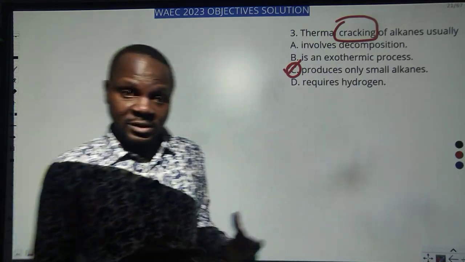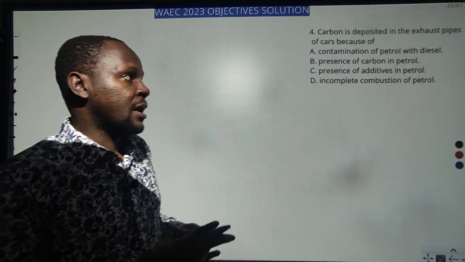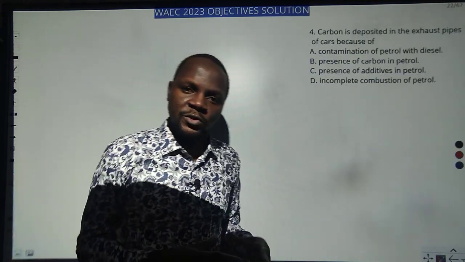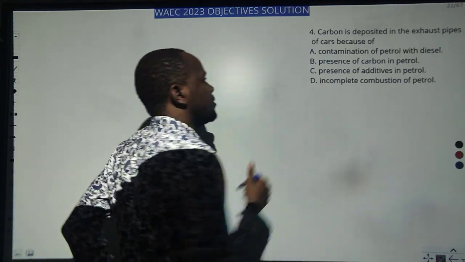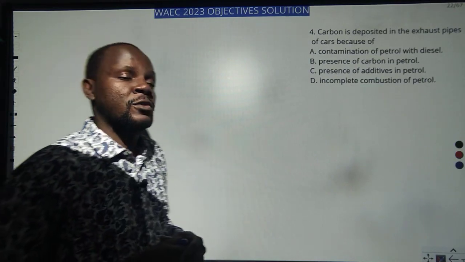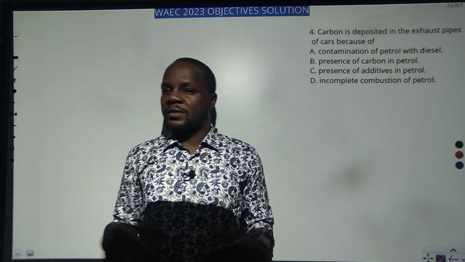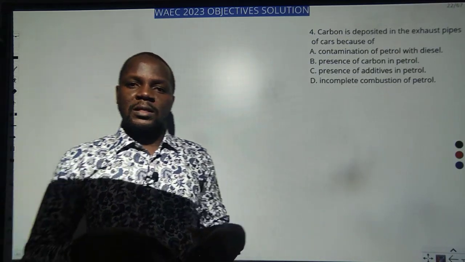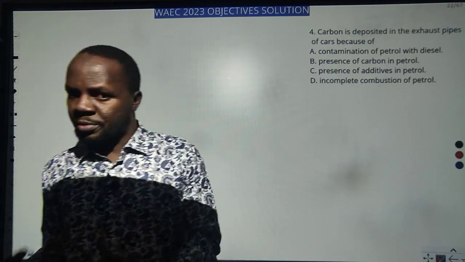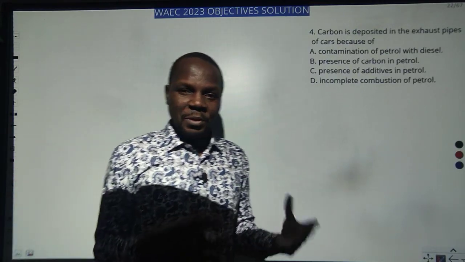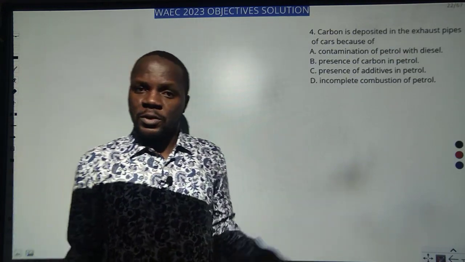So I believe you guys did well. That is why we are here to do some corrections and look at it very well and see if there are one or two mistakes you made and easily correct them. So the next is: carbon is deposited in the exhaust pipes of a car because of dash. Now this is a simple question. You and I know this follows on the organic compound topic, or what you call the octane rating of petrol. I believe you've studied this, but because it's just for me to provide answers to all these questions, I will just be going directly to answers.